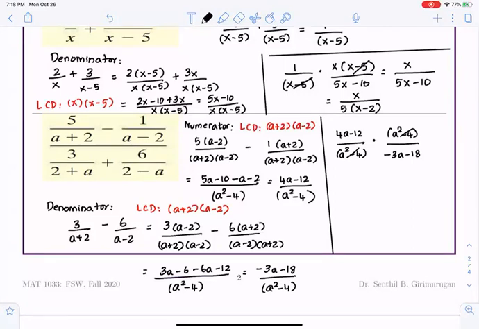Now I can pull the common term out, so I have 4 as a common factor between 4a and negative 12. So if I pull 4 out, I have a minus 3. In the denominator, I have negative 3 in common. So if I pull that out, I would have a plus 6. That is the same as saying negative 4 over 3, a minus 3 over a plus 6.